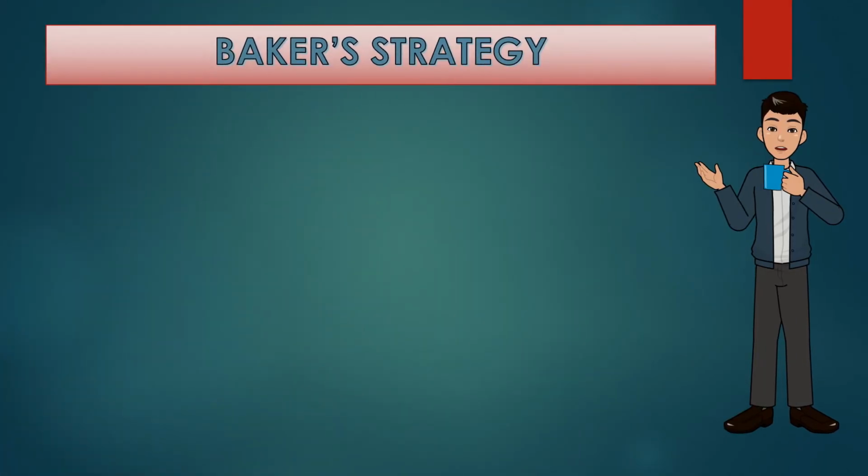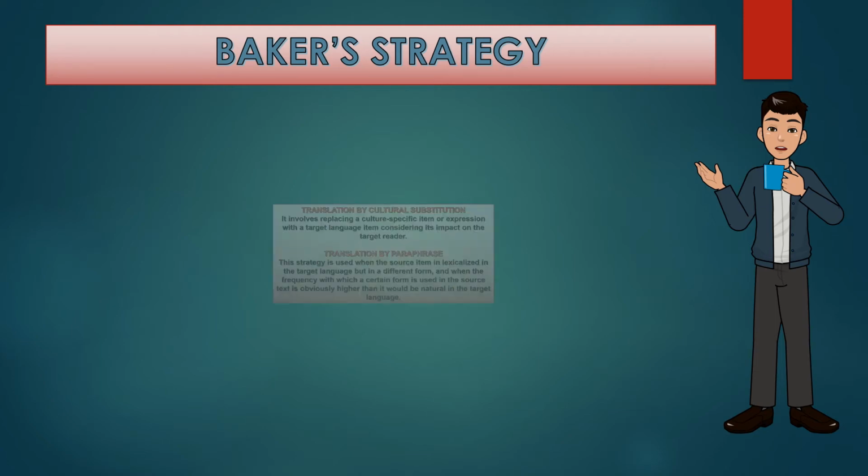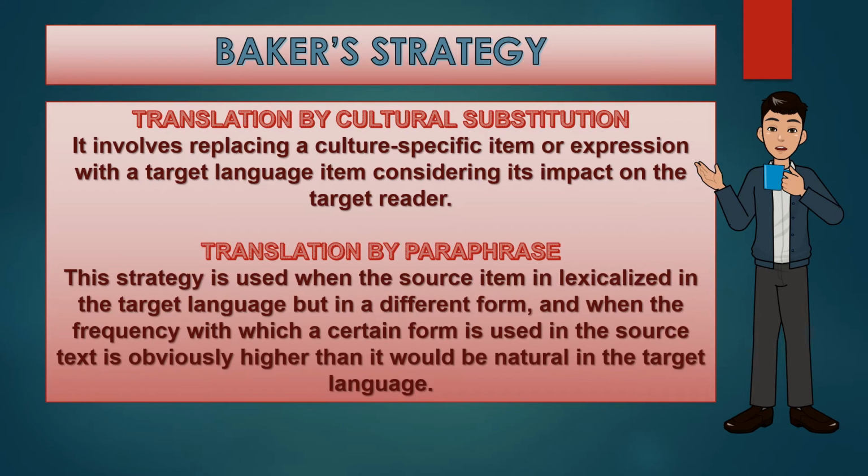Now, related to the previous translation problem, we found that the strategies that best fit are translation by cultural substitution, which involves replacing a culture-specific item or expression with a target language item, and translation by paraphrase, which is used when the source item is lexicalized in the target language but in a different form.